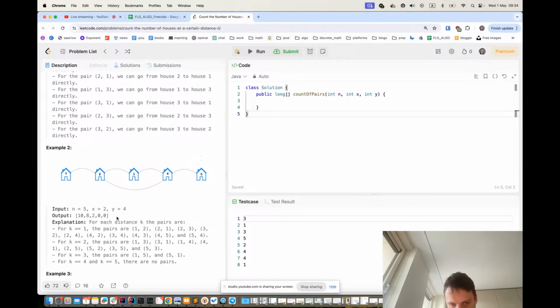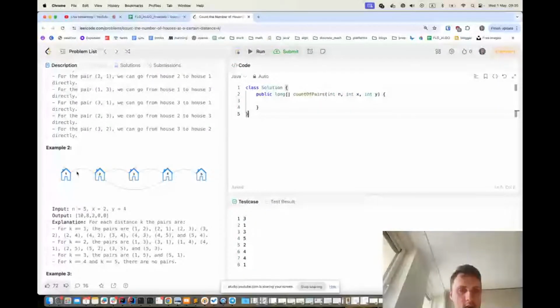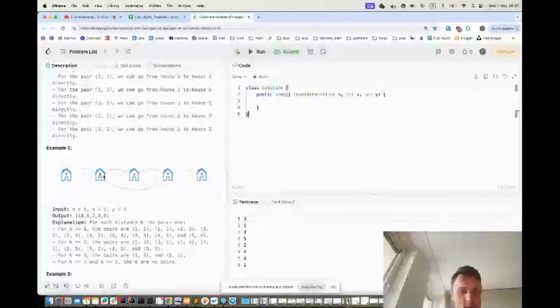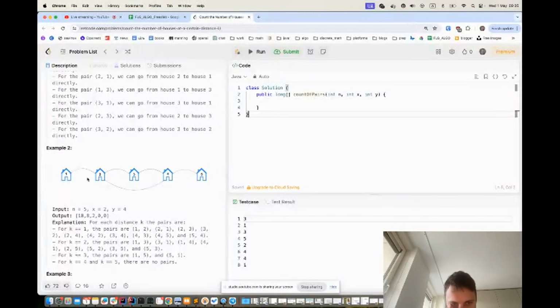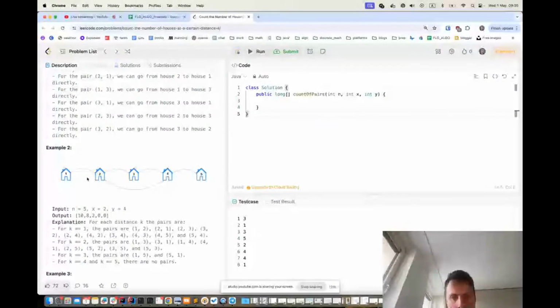Now another example, for k equal to 1, and for k equal to 3, for k equal to 4, with pairs 1, 3, 1, 2, and 1, 2, 3.